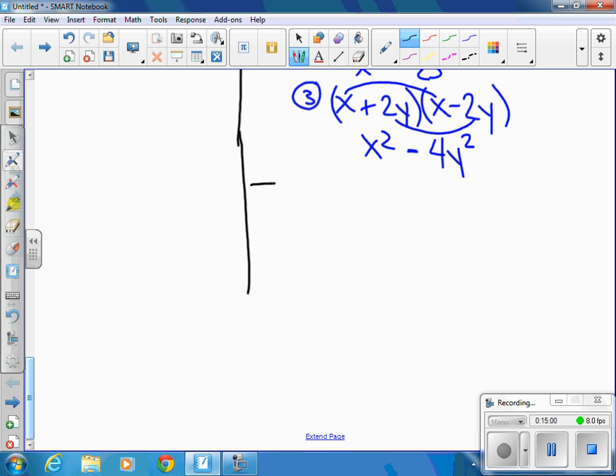Right, the second memory trick pattern is a little trickier for the memory, but if you can figure out what it's supposed to be, then you're all right. It's called the square of a binomial.